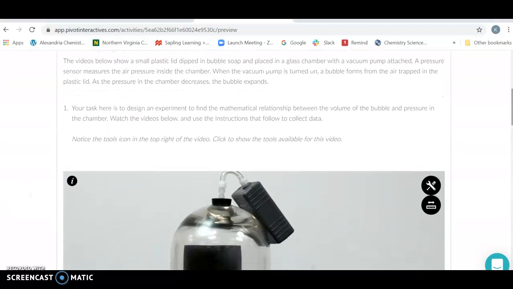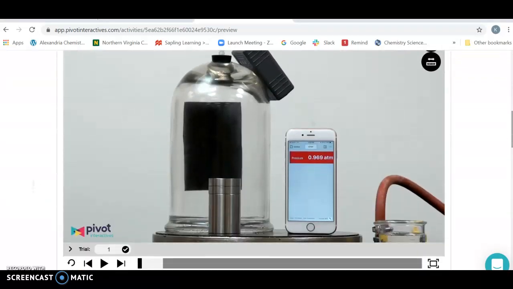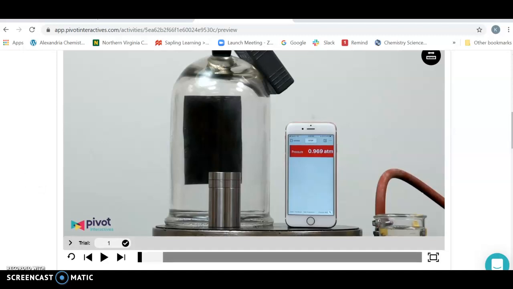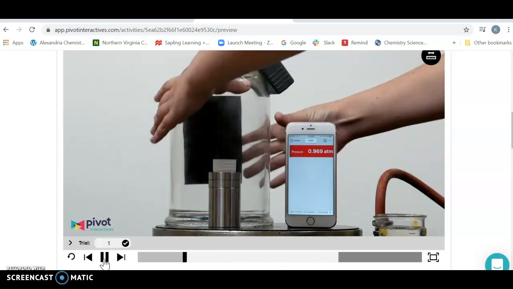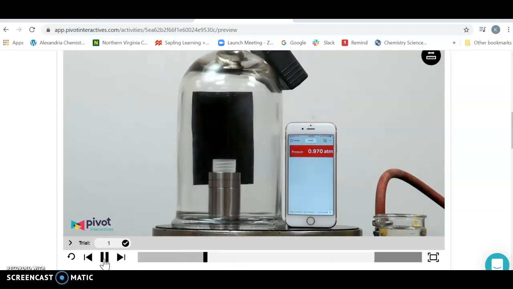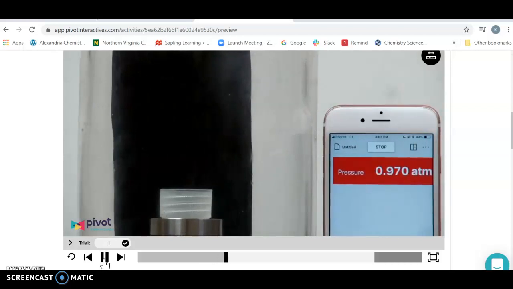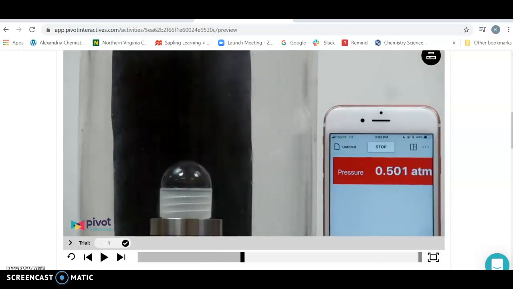What we're going to do is look at a soap bubble under varying pressures. So we're going to start out and watch what they're doing. There's a little bottle cap, sticking it in some soapy water and putting it underneath a vacuum chamber here, which is going to change our pressure for us.